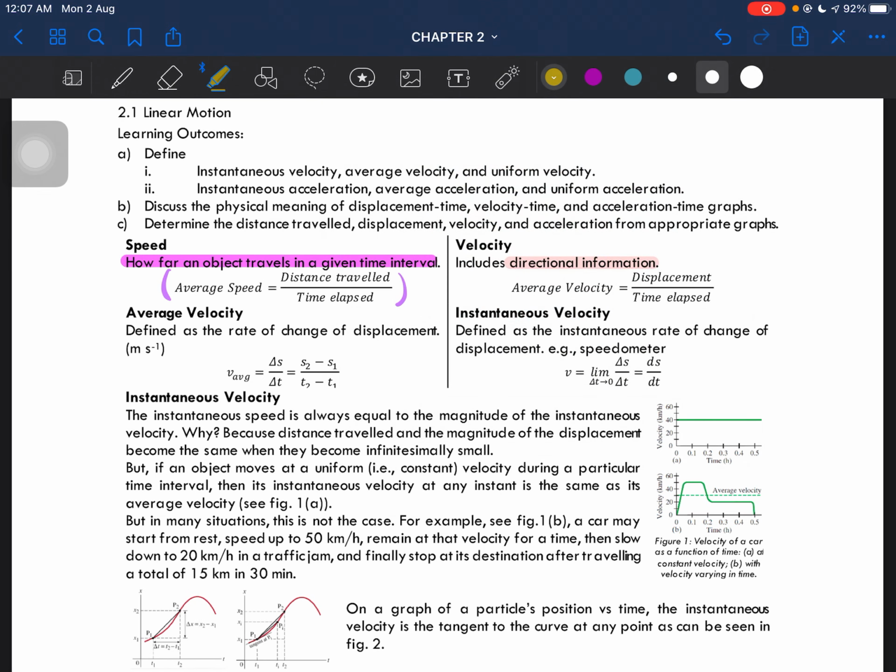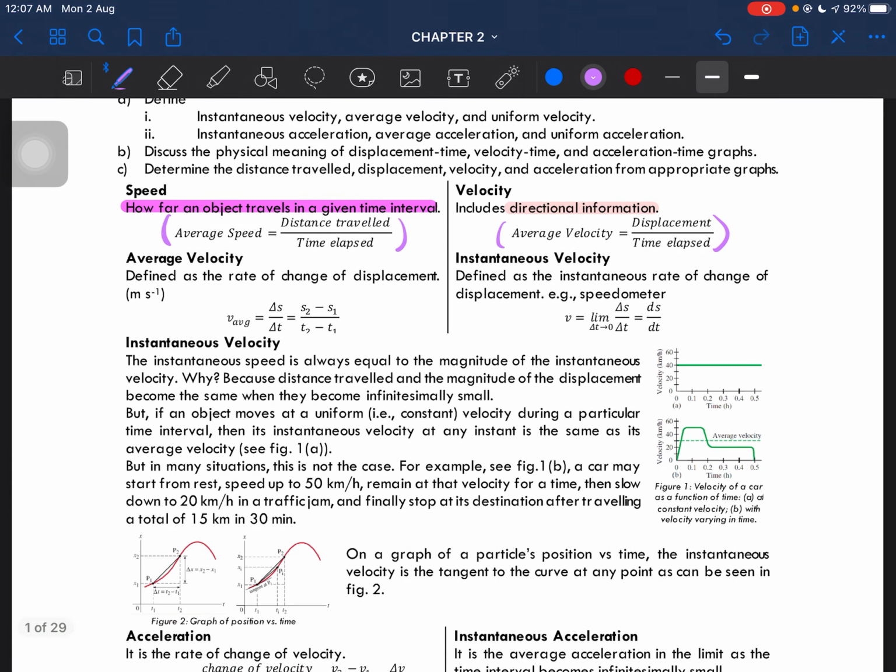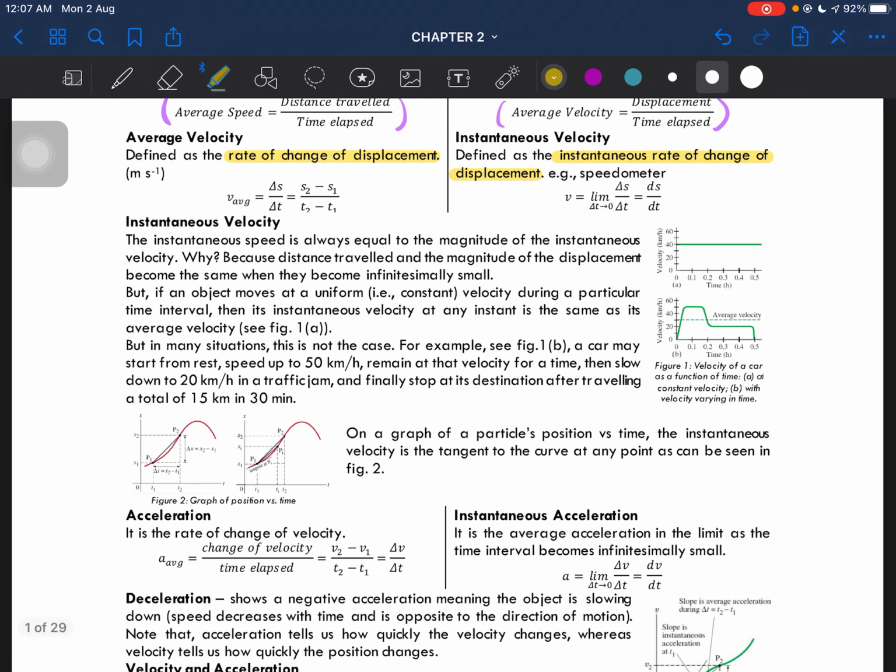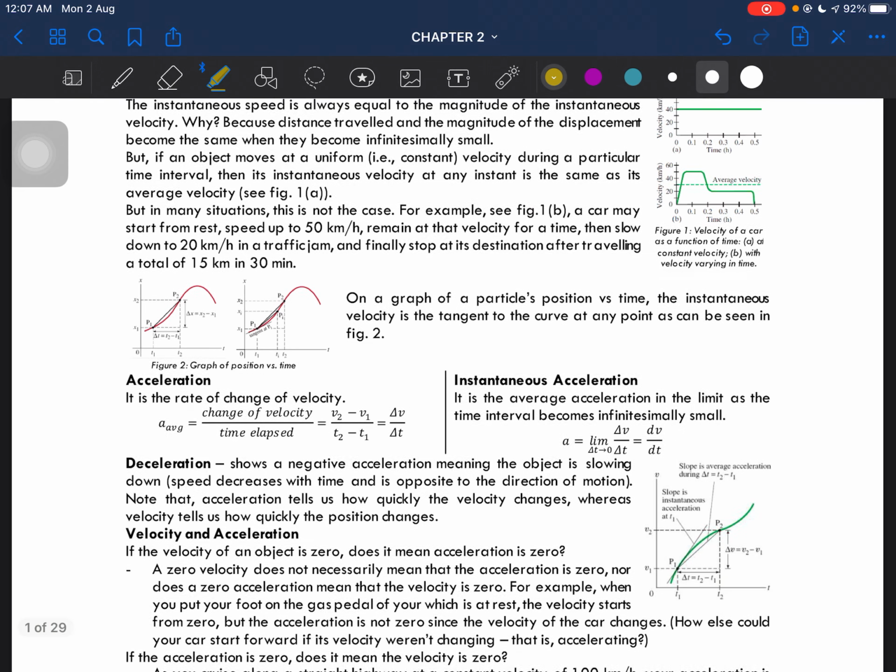It tells you where it is going, whether it goes to the left or to the right, right? So for velocity, you'll be calculating it the same way as speed, but you will be using displacement instead of distance. Average velocity is the rate of change of displacement. Instantaneous velocity is the rate of change of displacement but at that instant, at that time period that they ask for. So this one you can read by yourself.